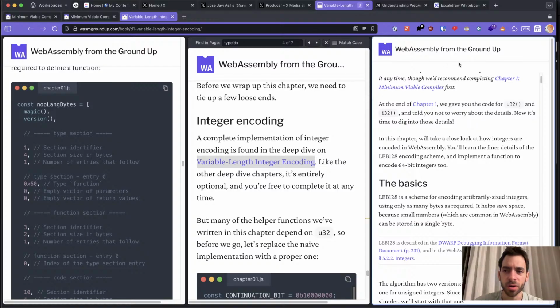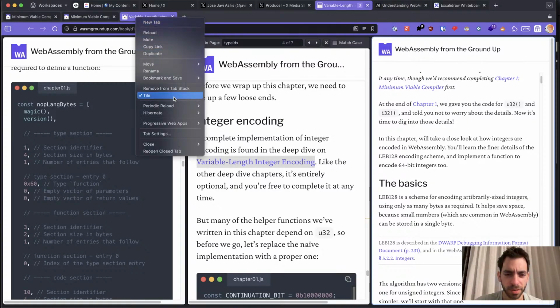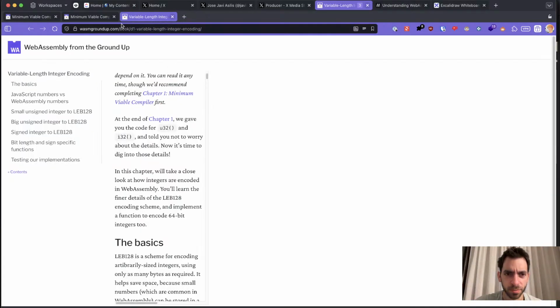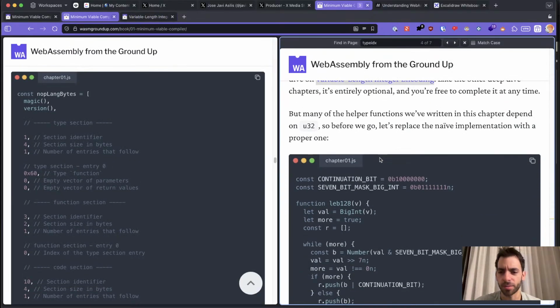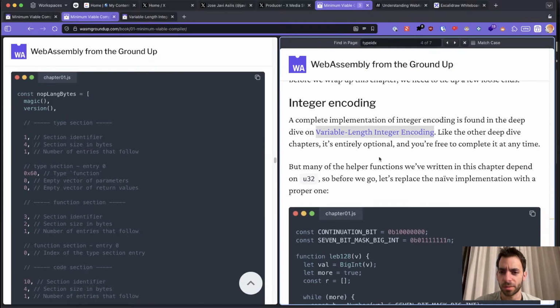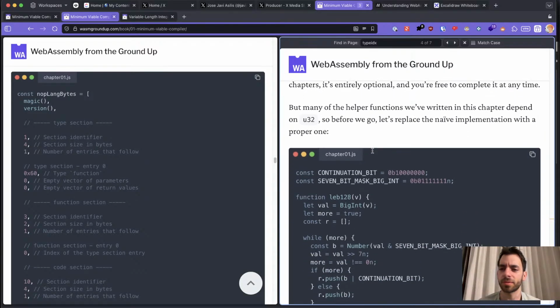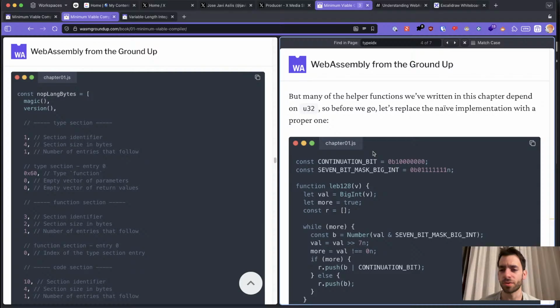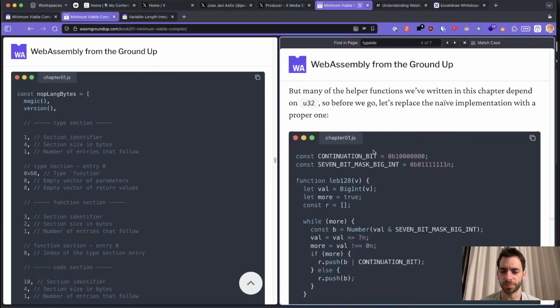We're going to come back in here, I want to check this out. But right now I'm just going to get it out of here. Let's see if I can remove it. Okay, I can do that. This is amazing. Like the other deep dive chapters, you're free to complete it at any time, but any of the helper functions written in this chapter depend on U32. So before we go, let's replace the naive implementation with a proper one.